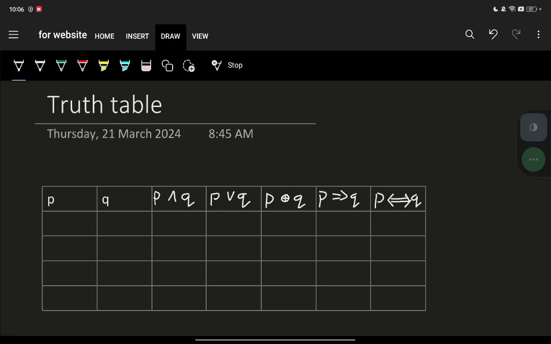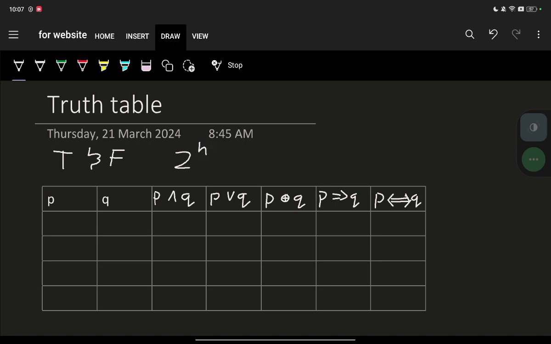And then we will add the different compound propositions. So first, we have to add the truth values of P and Q. Now the truth values are of course true and false. So there's two, right?